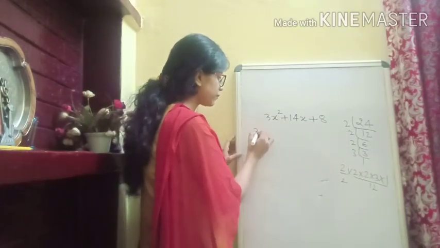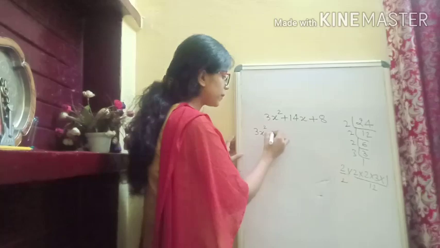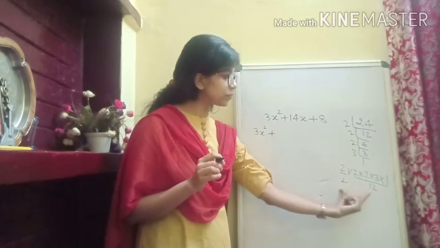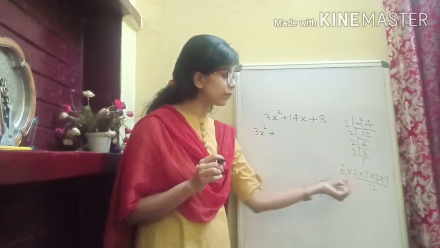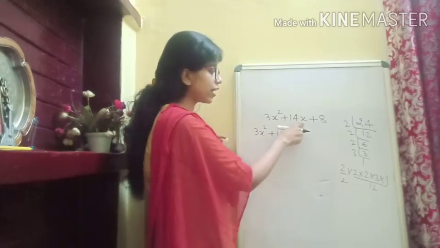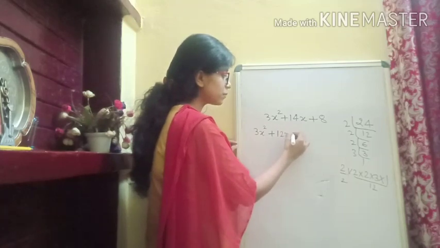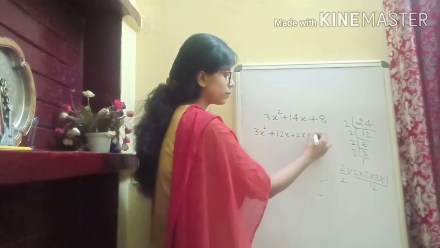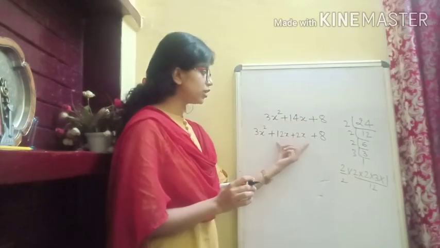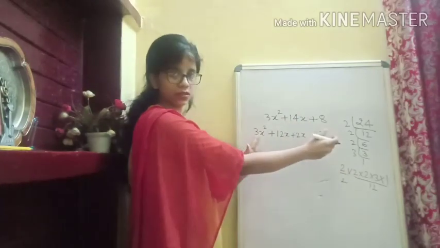So now let's see, 3x square plus, as it is. Now 14 we will write according to this, as we have split it. We have split it as 12 plus 2. So we will write it as 12, and since we are having x, we will be writing 12x plus 2x plus 8. Okay. Now as we have split 14x, we have 4 terms in there.